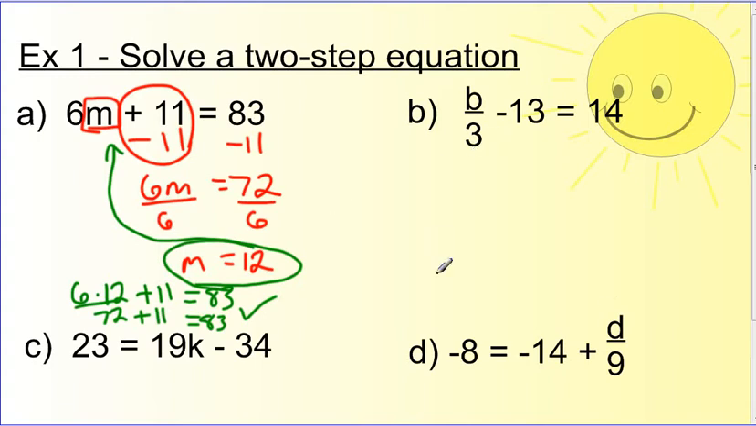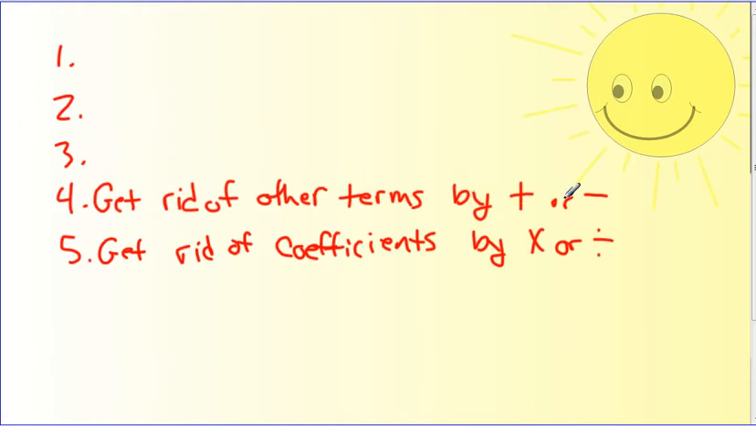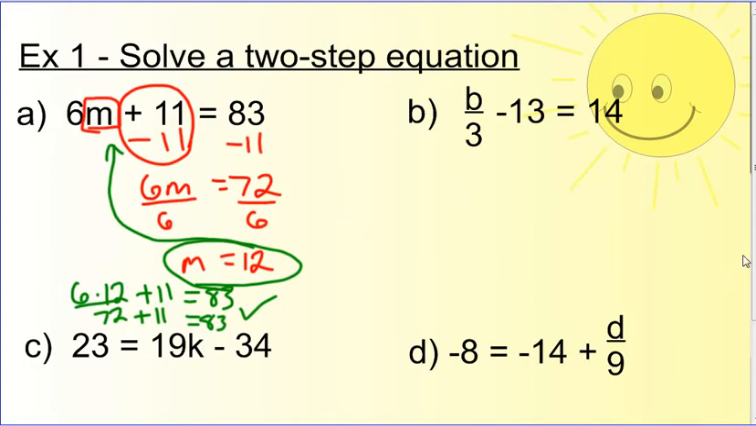Letter B. We do the same 2 steps. We're going to get rid of the other terms by adding and subtracting, and get rid of coefficients by multiplying and dividing. So get rid of add and subtract, then multiply and divide. So let's see. There's my variable. The variable is being divided by 3 and subtracted by 13. So I'm going to get rid of this minus 13 first. So I'm going to add 13 here, add 13 there. These are gone. b divided by 3 equals 27.